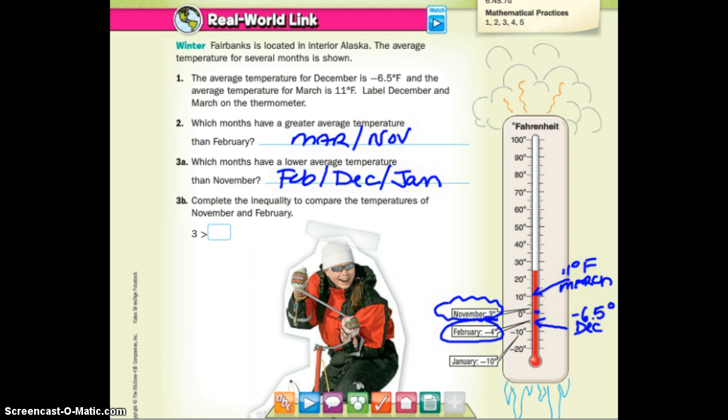Completing the inequality to compare temperatures of November and February. November we know is at 3, February is at negative 4. Therefore, we know 3 is greater than negative 4. Turn the page.